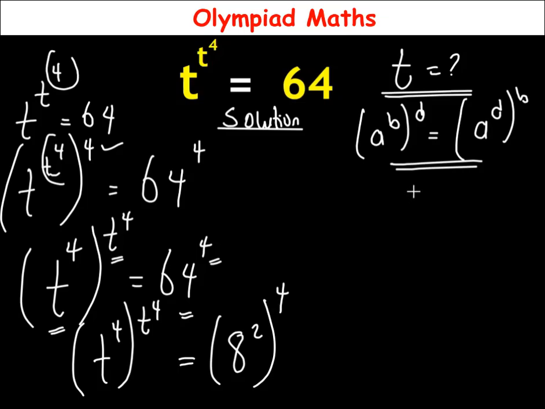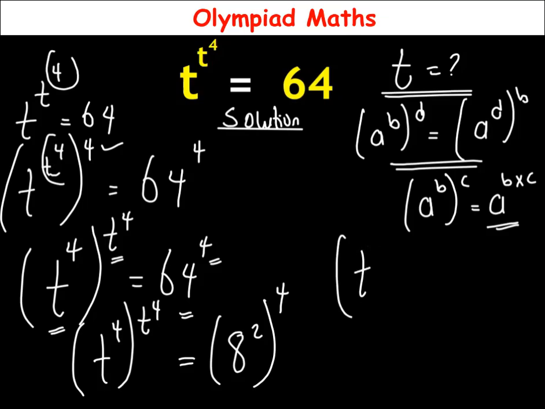With this, applying the rule that if you have a raised to power b, all power of c, this equals a raised to power b times c. So applying this rule, we have t raised to power 4, all power of t raised to power 4, is equal to 8 raised to power 2 multiplied by 4. Following this rule, you're going to have power 8. So as you can see, the base on the left hand side equals the exponent on the left hand side, and the base on the right hand side equals the exponent on the right hand side.